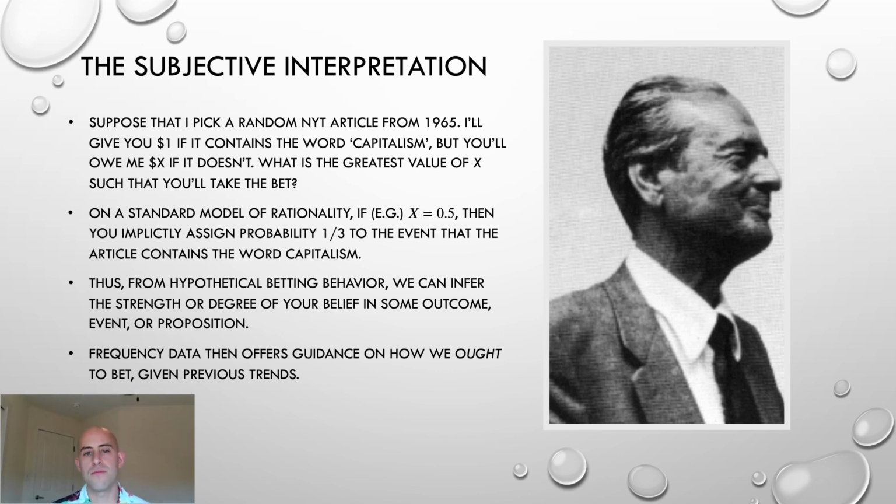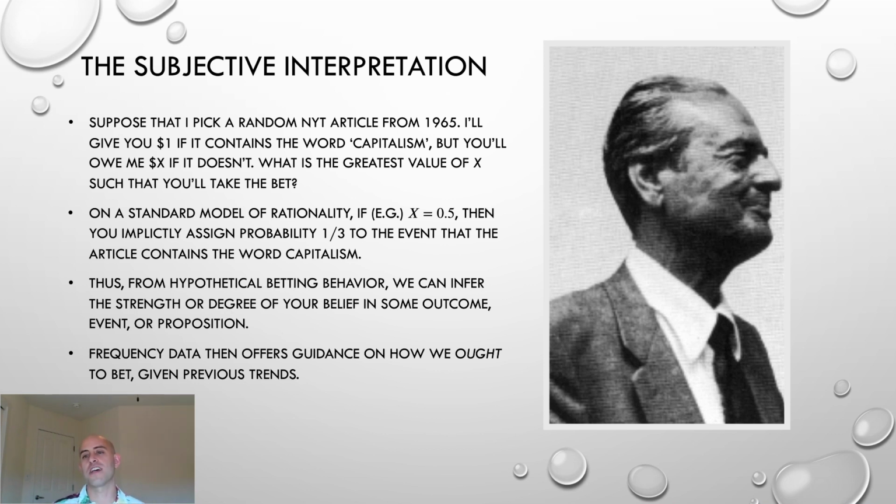So suppose that I pick a random New York Times article from 1934. I'll give you $1 if it contains the word capitalism, but you'll owe me X dollars if it doesn't. What's the greatest value of X such that you'll take the bet? Well, on a standard model of rationality, if, for example, X is 50 cents, then you implicitly assign probability 1/3 to the event that the article contains the word capitalism. If you didn't assign 1/3 probability to that event, then you would not accept that bet, and you would accept different bets. And so by eliciting this different kind of betting behavior from individuals, we can figure out how strongly they believe that some event is likely to occur.